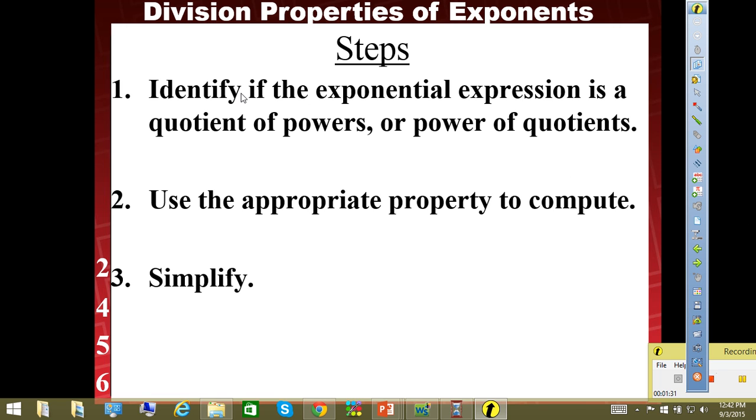So once again, the 3 steps. Identify the exponential expression as a quotient of powers or power of quotients. Simple. Second step, use appropriate properties to compute. And third step is simplify. Say the steps to your neighbor, please.